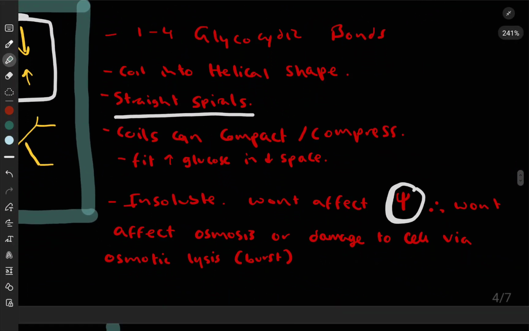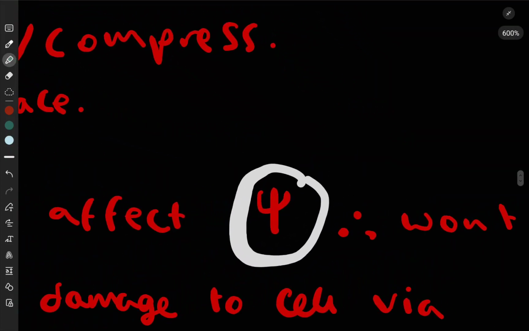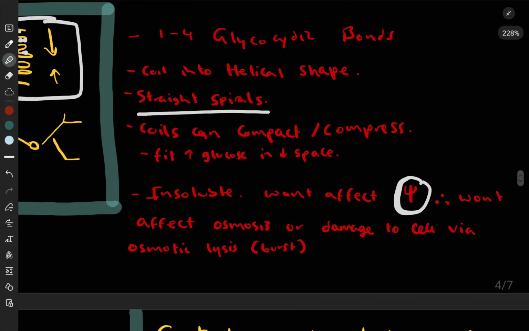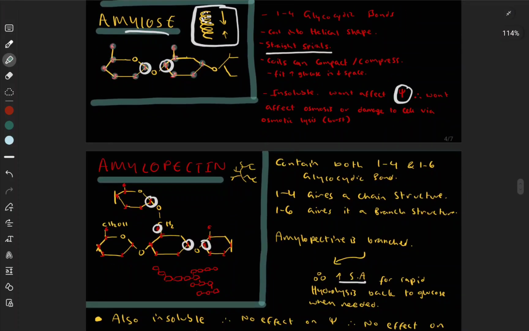So now, the fact that it's insoluble, as I said before, means it doesn't affect the water potential. This is the sign for water potential. And the fact that it doesn't affect water potential means that it won't affect osmosis, or lead to damage of the cell or organelles, and therefore it won't lead to osmotic lysis, which is the bursting of the cell due to osmotic pressure.